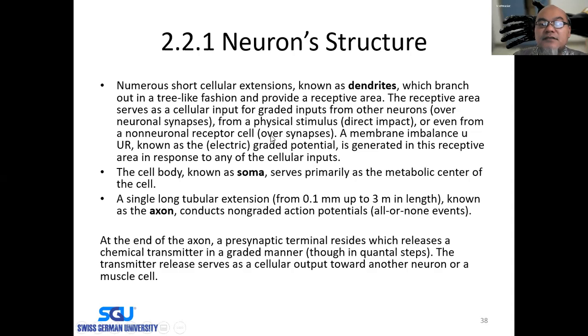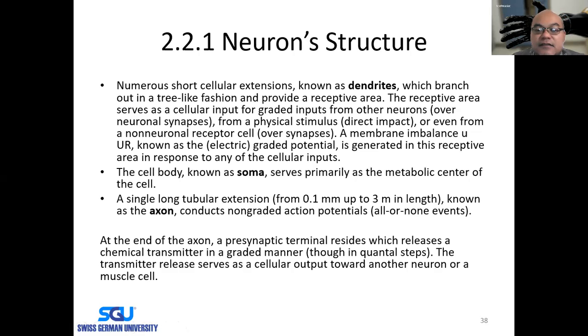A membrane imbalance, known as the electric gradient potential, is generated in this receptive area in response to any of the cellular inputs. After that, this input will be propagated to the cell body known as the soma, which is the metabolic center of that cell. Then a single long tubular extension, the axon, could be from 100 micrometers up to 3 meters in length, depending on the position in the body.